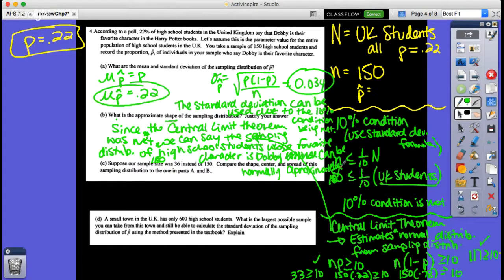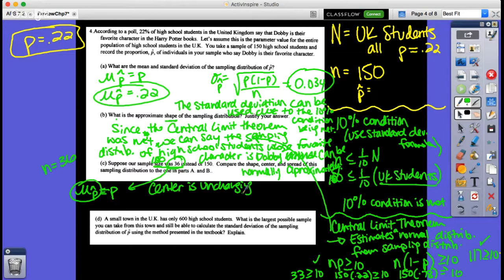The next one says, suppose our sample was 36 instead of 150. Compare the shape, center, and spread. Okay, so first off, let's talk about a couple things here. This is new, right? Let's talk about mean, which is the center. The mean of p hat is equal to p, right? Because the n is 36 here on the new one, that has nothing to do with the mean of my proportion, or mean of my sampling distribution. So 36 does not have any impact on the center. So the center is unchanging, okay?